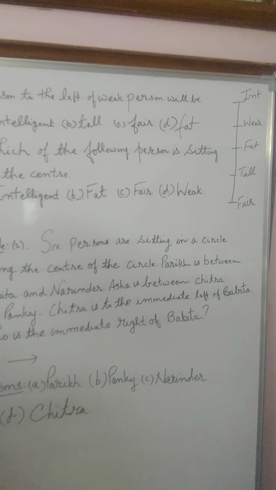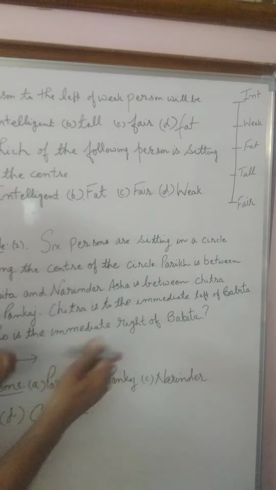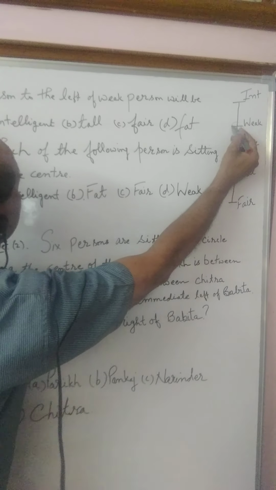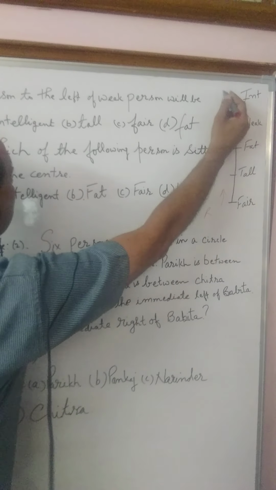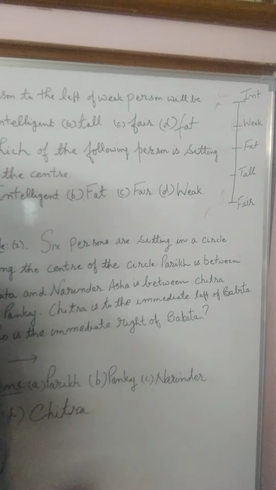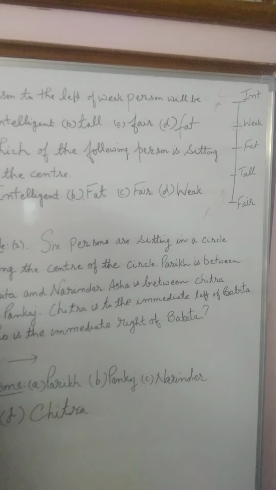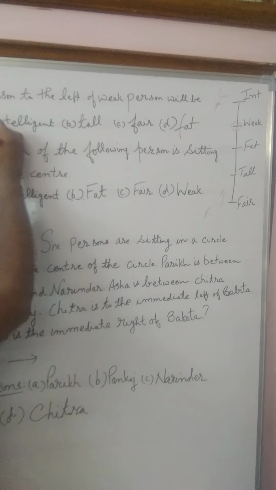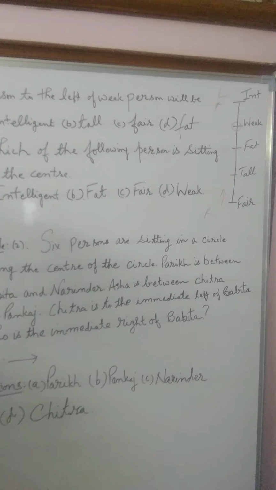Now see carefully. Person to the left of weak. Weak is here. So since we are counting from right to left as marked in the question, left hand side of weak will be the intelligent person, which is on the extreme side on the left hand side. So I mark here intelligent person as the correct option, or you may circle it also, and others are wrong.